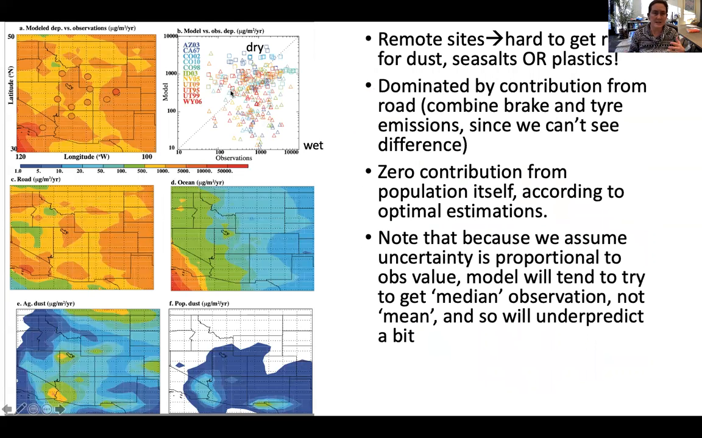Here's some illustrations of what we get. Here's the total microplastics from road sources, ocean sources. You can see the ocean sources are going to deposit right nearby for the most part and not make it to our observational sites, ag dust, population dust.